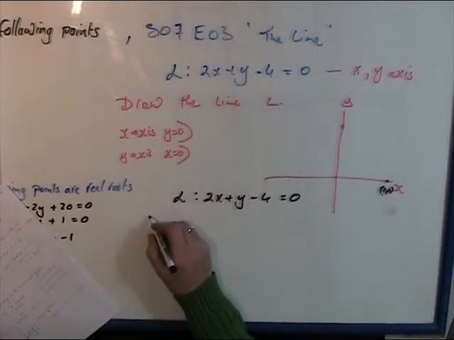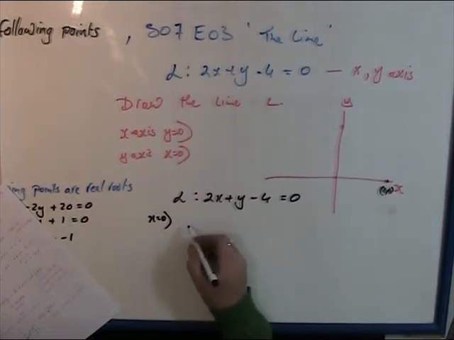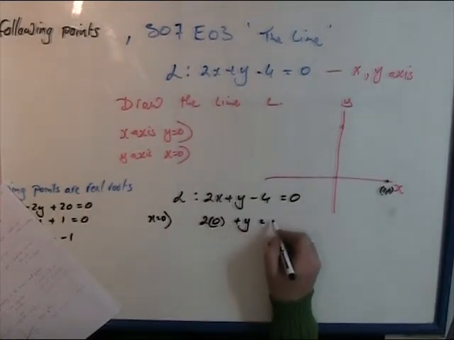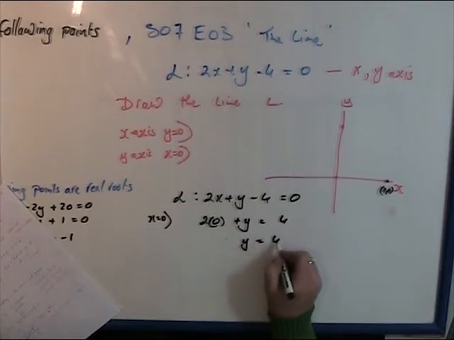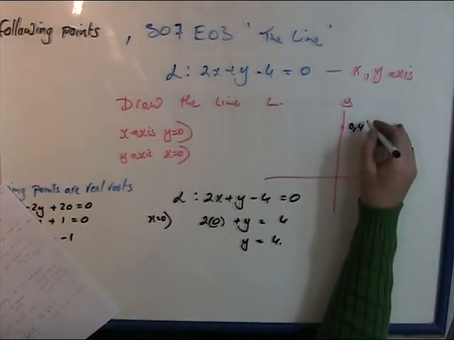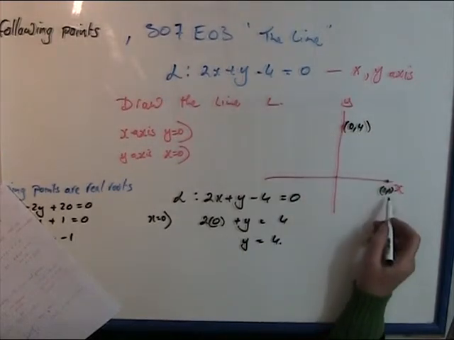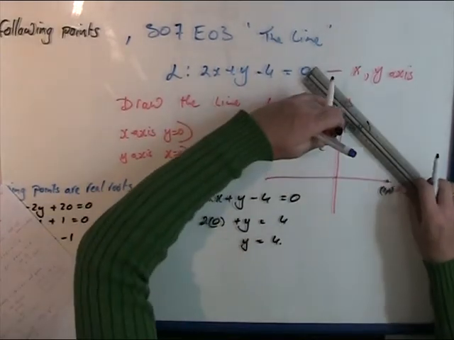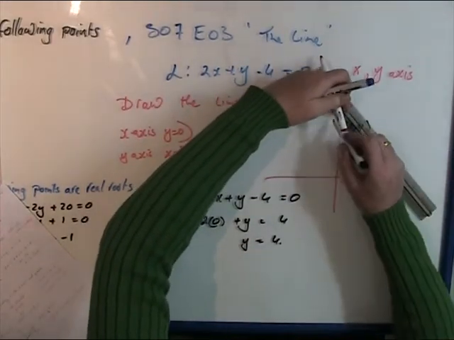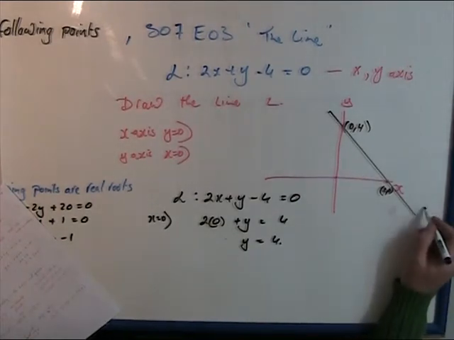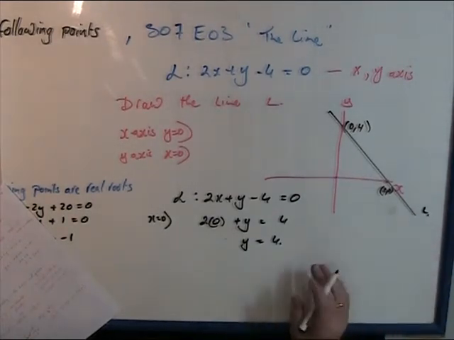When it cuts the y-axis, x is equal to 0. So 2 times 0 plus y is equal to 4. Y is equal to 4. That's the point (0, 4). X comes first and y comes second. So now we can find these 2 points and we can just put a line through the 2 of them. And that is your line. That's the line L, and that's it drawn.